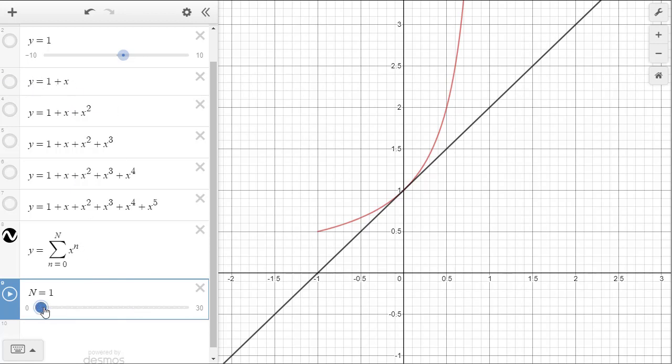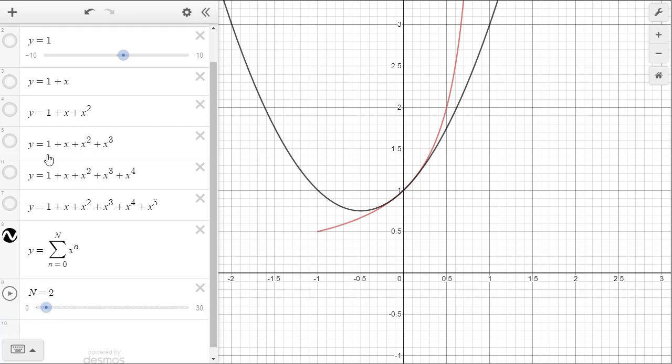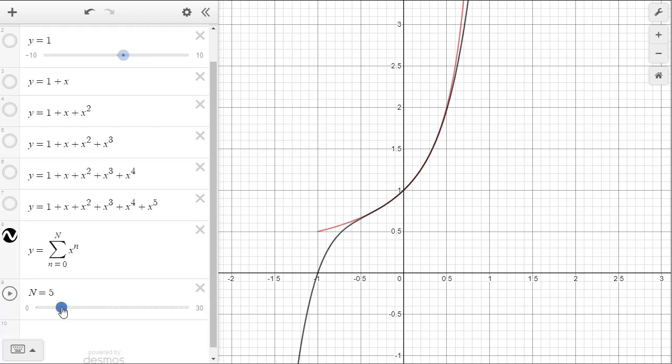If I go up to N equals 2, it looks like this, 1 plus x squared. N equals 3, 4, 5. I got to 5. Now look what happens as I keep going. It's closer and closer and closer. Now the reason it's flipping back and forth over here at the left-hand side is that it's still a polynomial, which means it obeys all the properties that a polynomial has, including end behavior.